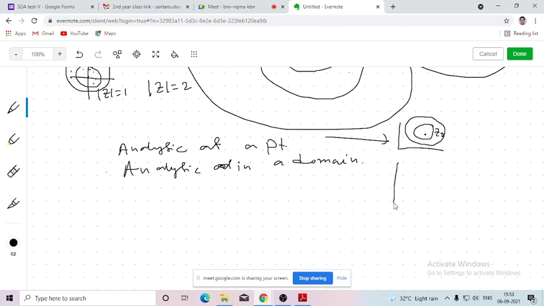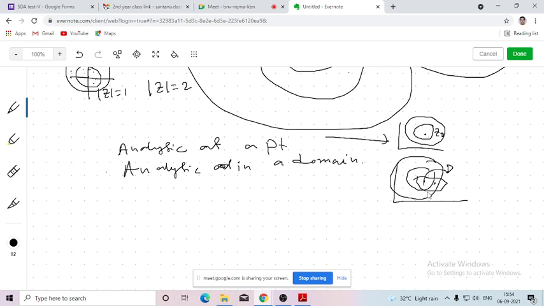Analytic in a domain means I am not taking a single point, I am taking a region, a two-dimensional region. This is a domain, let's say D. Now analytic in a domain means I can take any arbitrary point in that domain and the function will be analytic at each and every point in the domain. So this point belongs to this domain, and the function is analytic in that domain means the function is analytic at that point also. So I can take any neighborhood around that point and it will be differentiable. Similarly, this point also belongs to this domain, so the function is analytic at that point also.